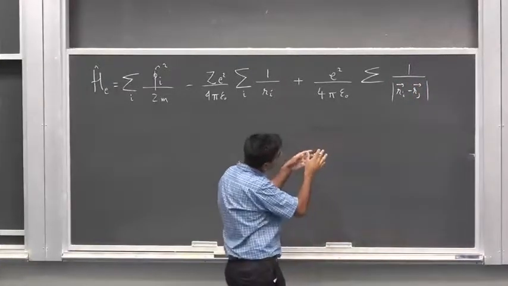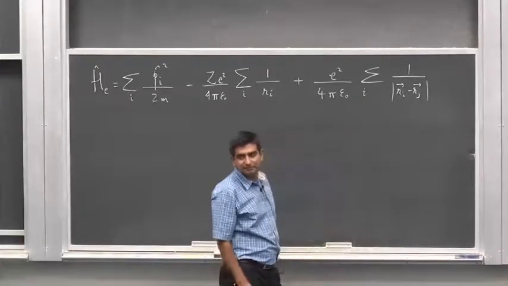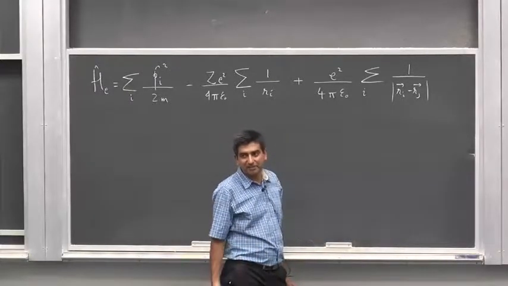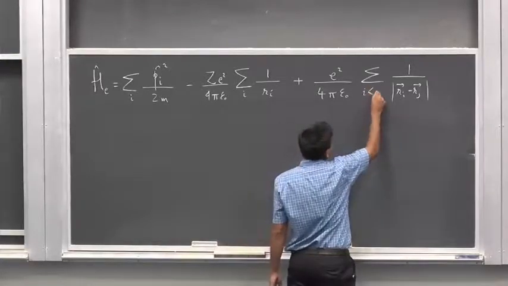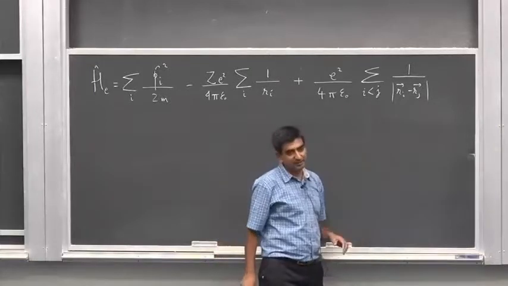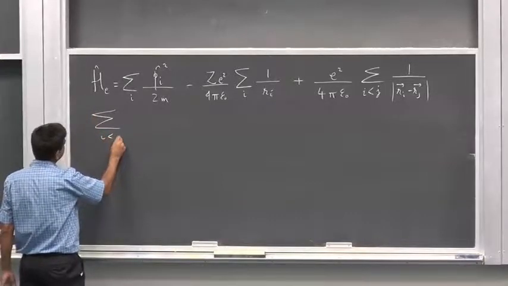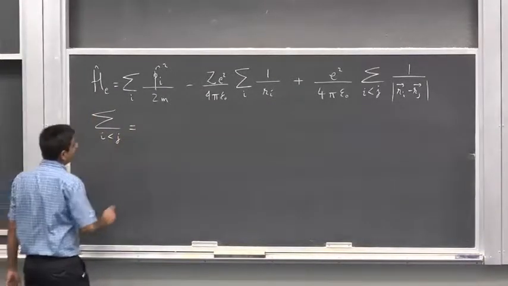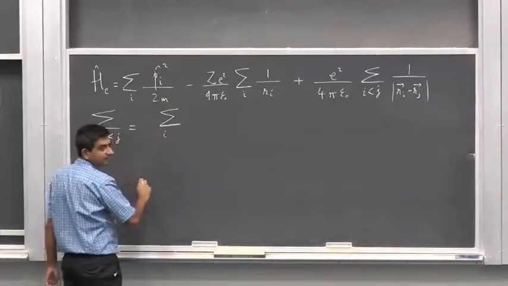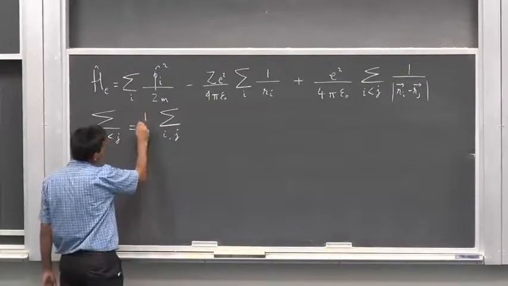Now, what would you like? You would like to sum up over all the i's and all the j's at the same time. But what you would like to do is, you would like to write something of this kind, i is less than j. Now what does i less than j mean? This summation means that you are summing up over all i's and all j's, but you're halving this.